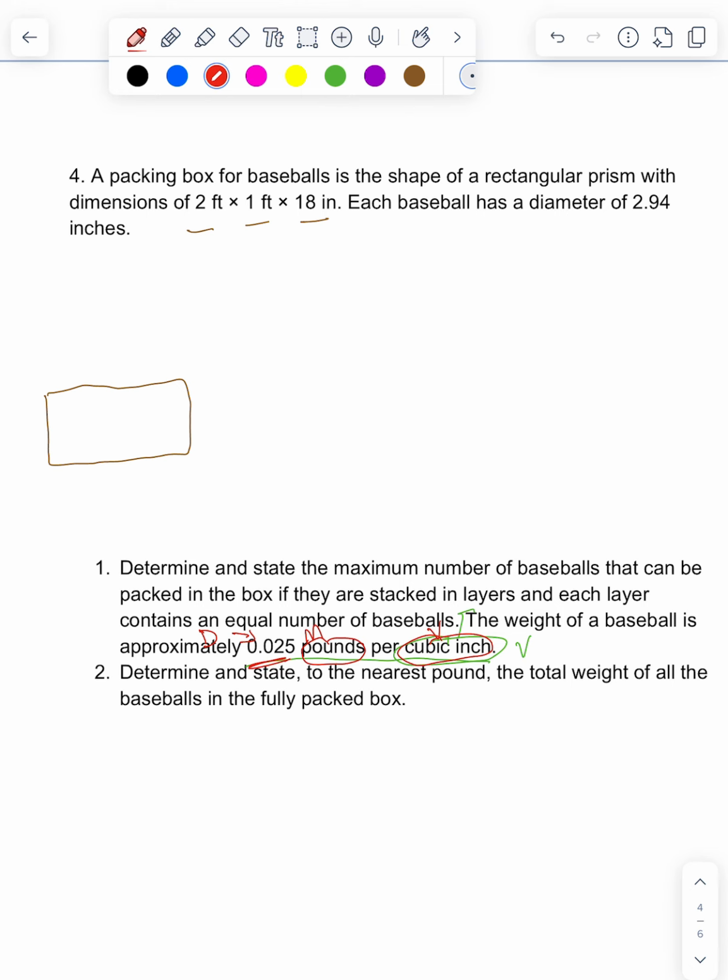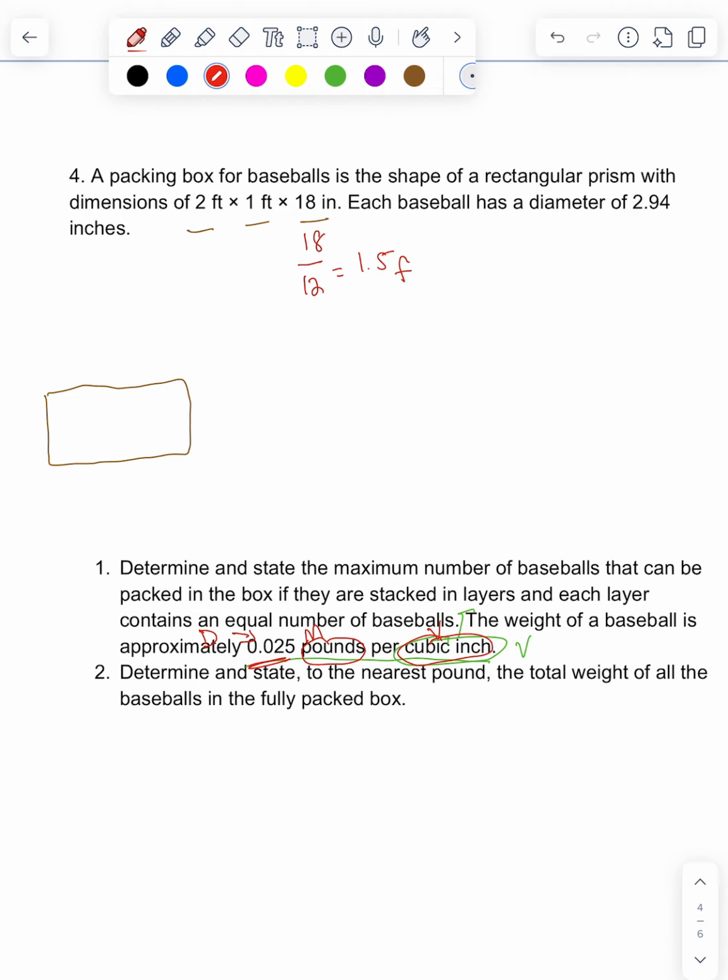So in order to convert the 18 inches into feet, I'm going to just divide by 12. And that's 1.5. We did that in the last problem. So that's 1.5 inches. Oh, sorry, 1.5 feet. We converted it from inches to feet.